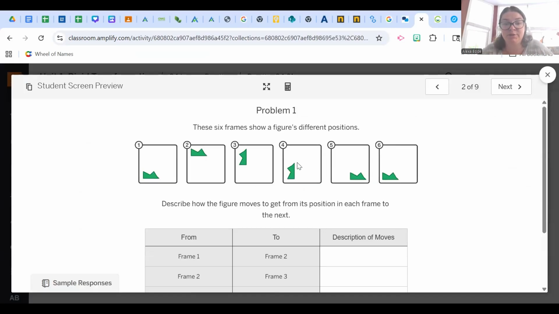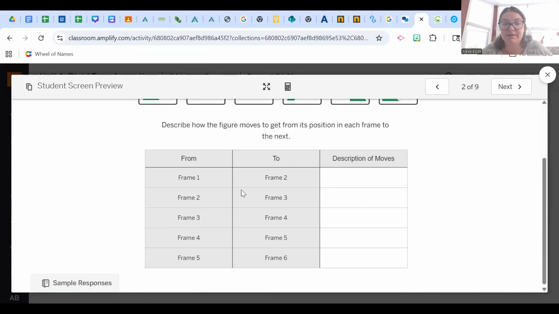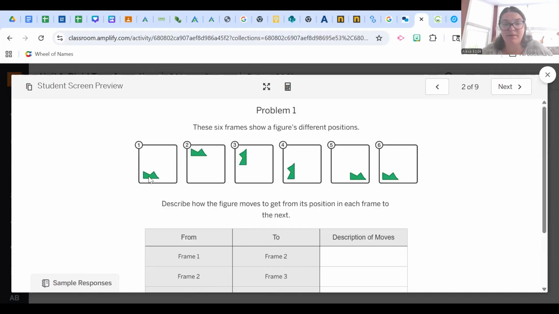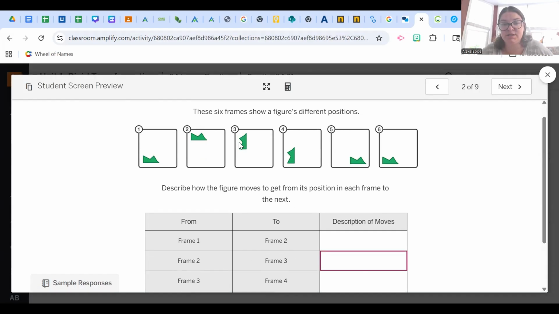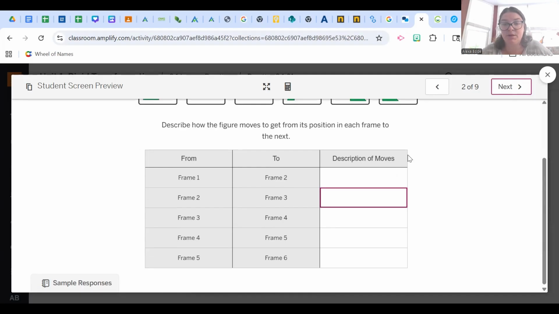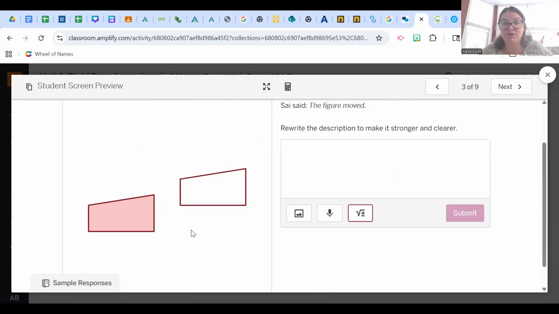So this one here, it's a little confusing, but it's saying how would you describe the shape going from this position to this position? So what has it done to go from here to here? If you just picture what it's doing, you're going to just tell me what it did. Then frame 2 to frame 3, how did it go from here to here? What would you call that? So you're describing these. Again, you're telling me the description, but it's stronger and clearer.